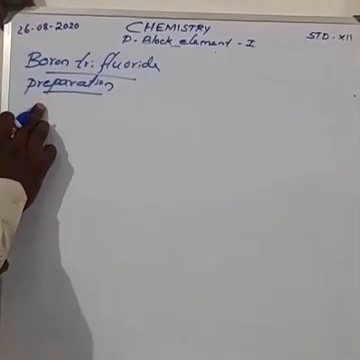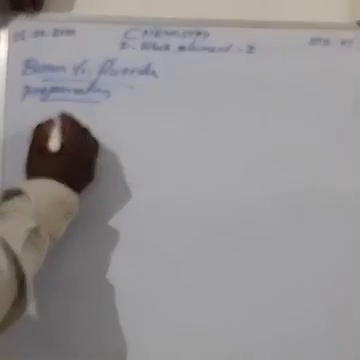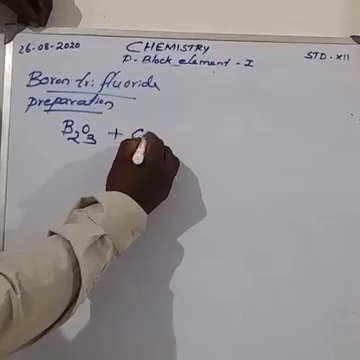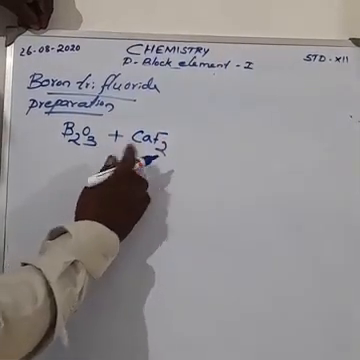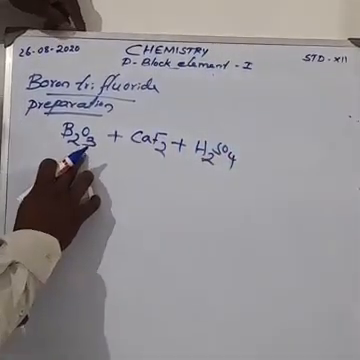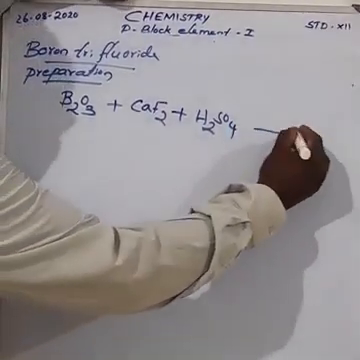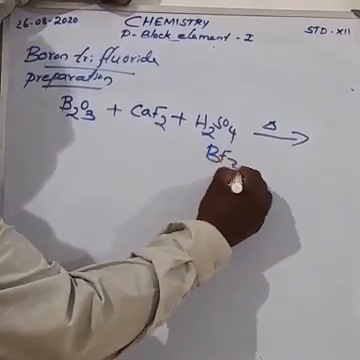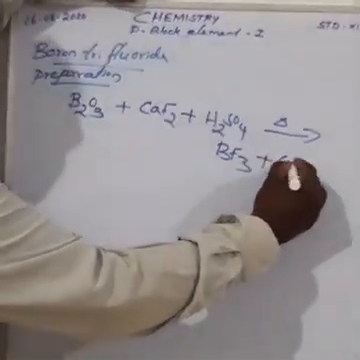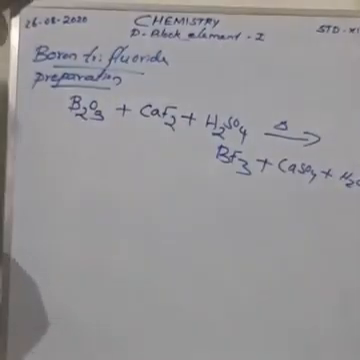Next one, preparation of boron trifluoride. Boron trioxide, B2O3, on reaction with calcium fluoride in the presence of sulfuric acid, we get BF3, that is called boron trifluoride, plus calcium combines with sulfate to form CaSO4 plus water. Then we can balance the equation.